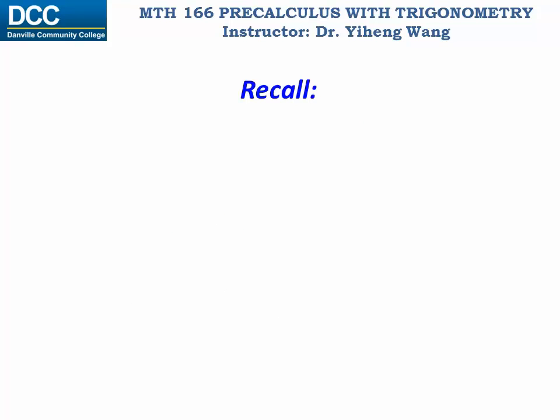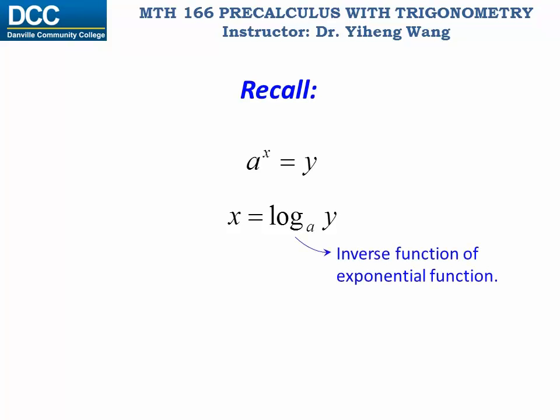If you recall, we learned about the exponential function, a raised to the power of x equals y, and if we want to solve for the exponent x, we can use the logarithm, x equals log base a of y. The logarithmic function is the inverse function of the exponential function. So can we find something similar for the trigonometric function?